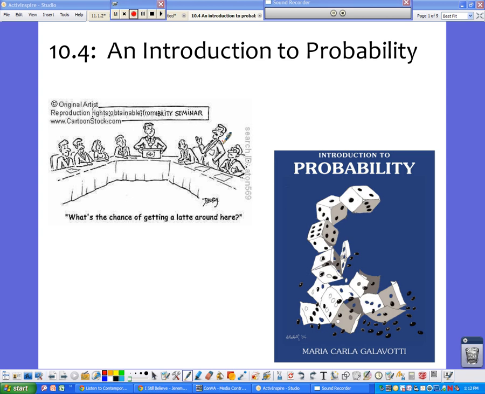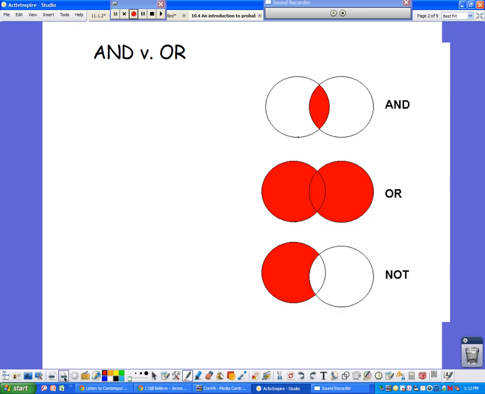All right, lesson 10.4 is an introduction to probability. If you'll remember back a couple of years ago in 7th, 8th grade math when you were working on probability, remember probability is just the chance that something will happen. So real quick, there's a couple terms that I wanted to go over with you. A couple of those being and, or, and not.